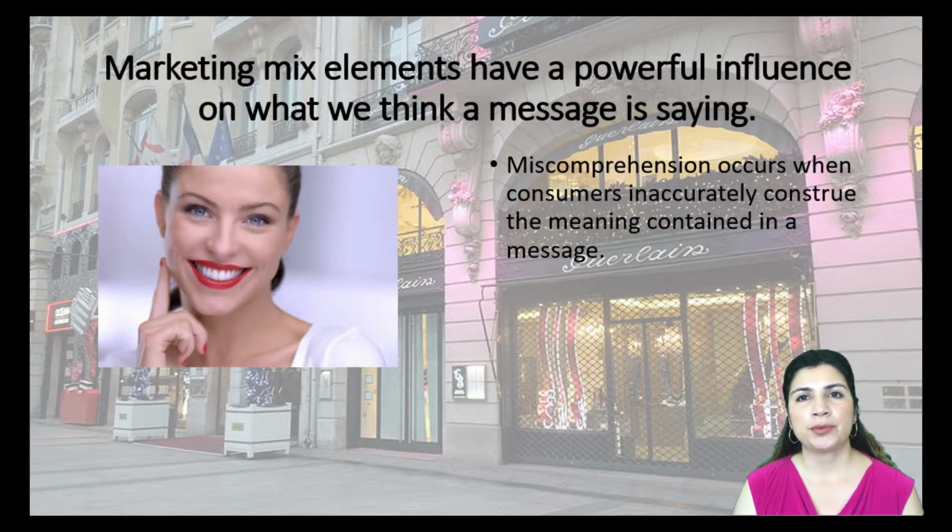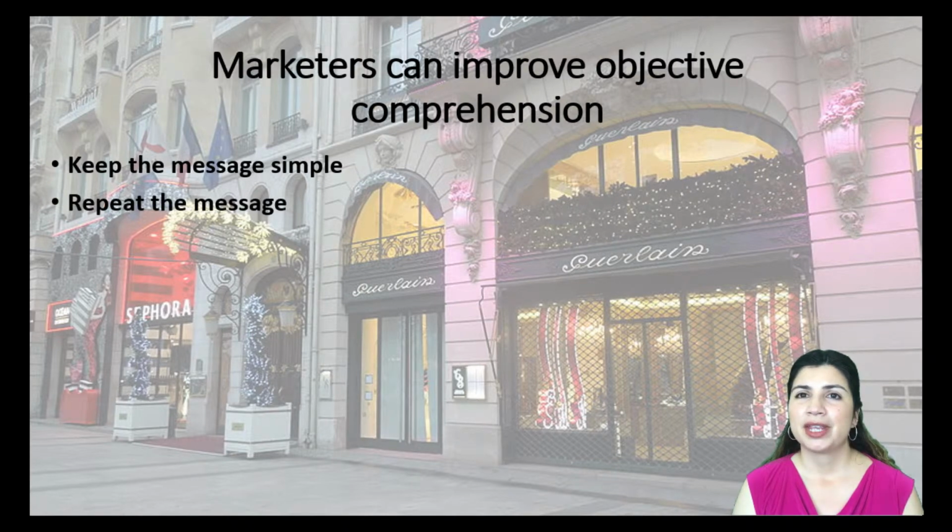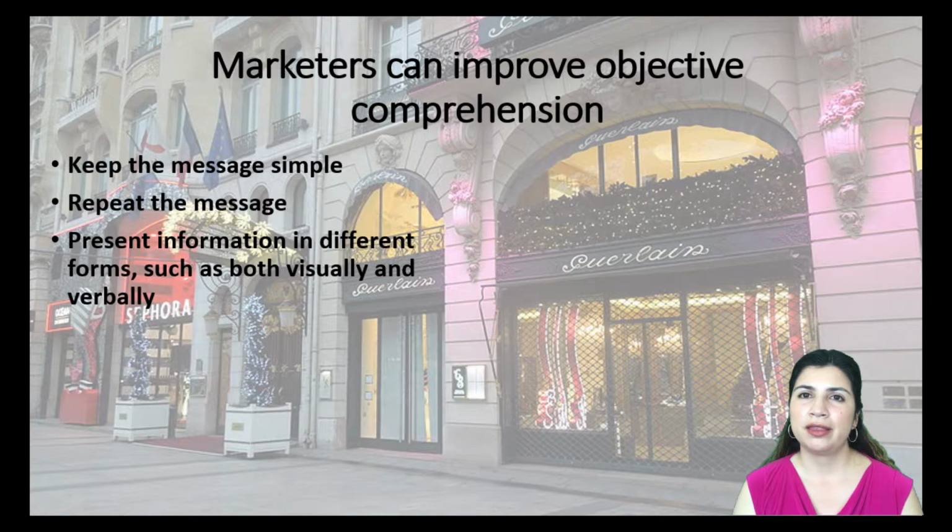Marketers can improve objective comprehension in several ways. Keeping the message simple helps. So does repeating the message, stating it multiple times within the same communication and repeating it on multiple occasions. Presenting information in different forms, such as both visually and verbally in a TV commercial, can also help consumers form an accurate mental picture.